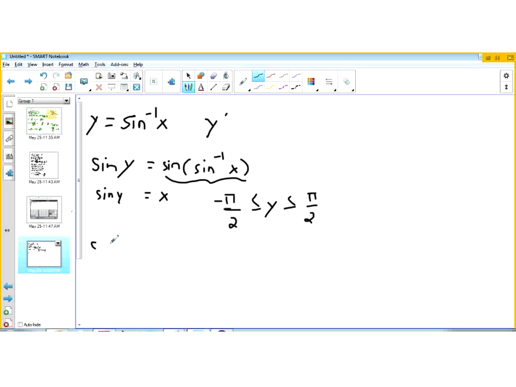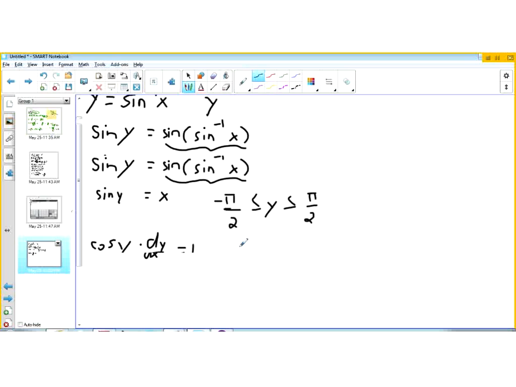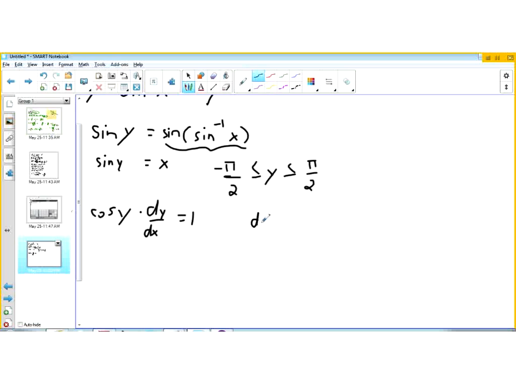Differentiating the left-hand side with respect to x using the chain rule, we get cosine y times dy/dx, and differentiating the right-hand side, we get 1. Now all we do is solve for dy/dx. We get 1 over the cosine of y, like so. And now we have to replace y with its expression in x.